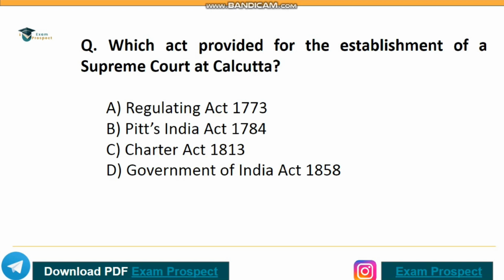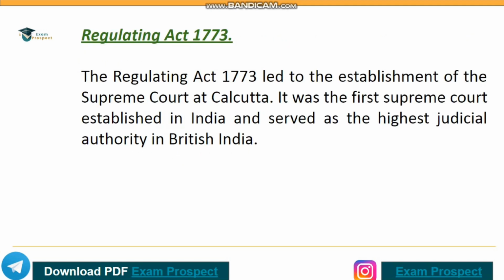Next question, which act provided for the establishment of a Supreme Court at Calcutta? And here the correct answer is option A, that is Regulating Act 1773. The Regulating Act 1773 led to the establishment of the Supreme Court at Calcutta. It was the first Supreme Court established in India and served as the highest judicial authority in British India.